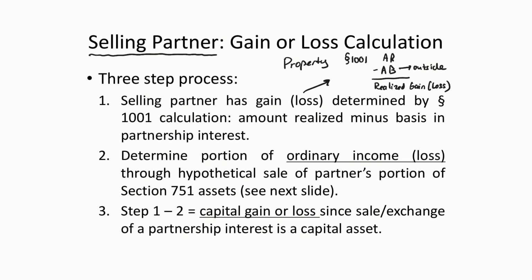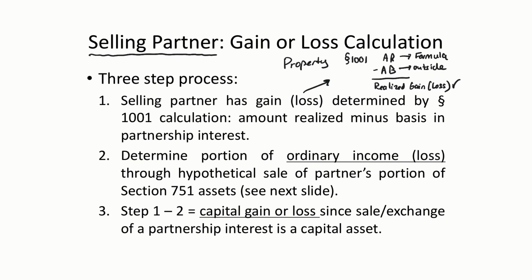Our adjusted basis is going to be our outside basis, our basis in our partnership interest. So amount realized is the normal formula that we use: actual cash received, plus constructive cash, which is liability relief, plus the fair market value of non-cash property, minus selling expenses. The adjusted basis is going to be the outside basis, what you have in your partnership interest. That gives you the realized and recognized gain or loss. Okay, so we've got our overall realized and recognized gain or loss.